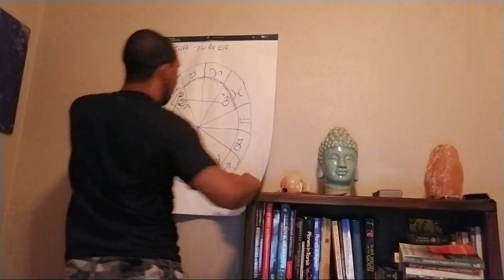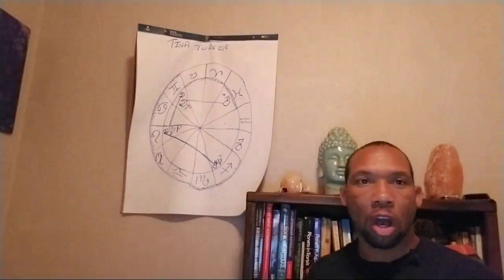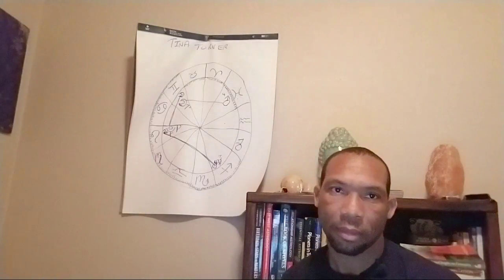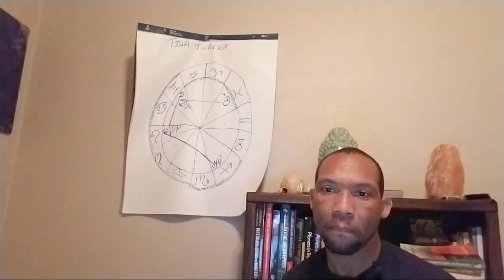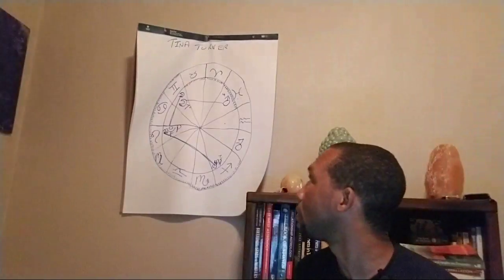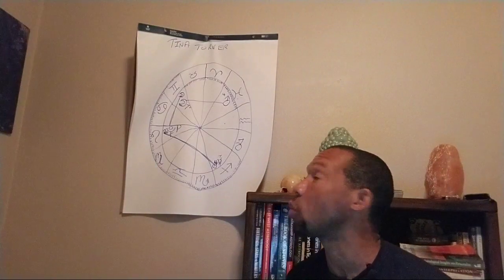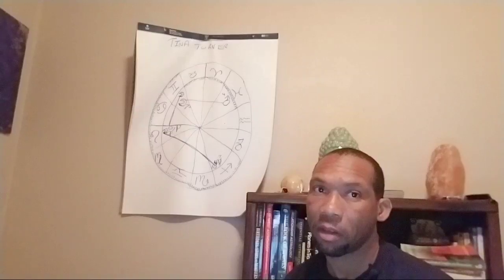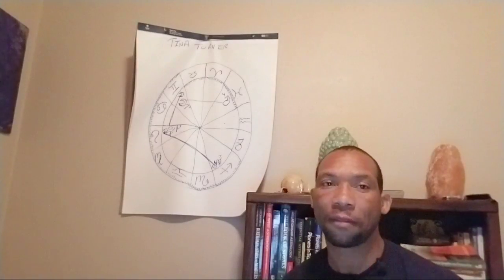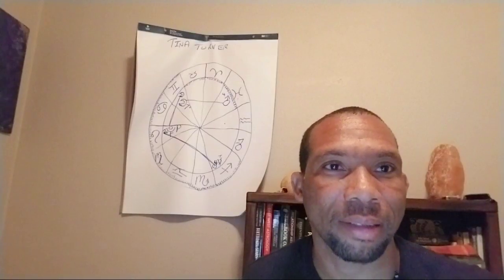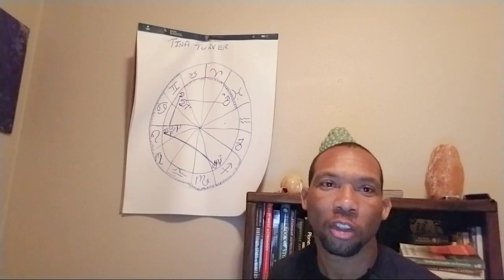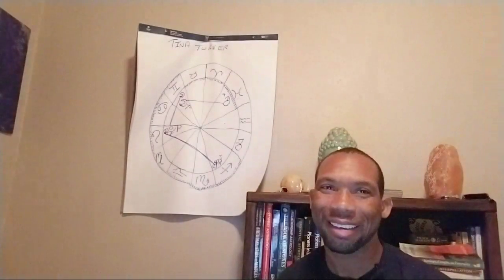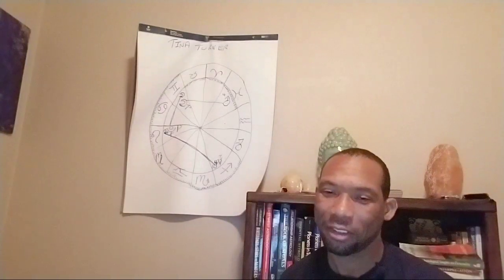And what is a square? The square is obstacles. Squares are obstacles. It's challenges. Things you have to get over. And she had a Mars squared to moon. And what is Mars? Mars is the planet of aggression, conflict, and war. Yes, squares are challenges. Thank you, Ami.